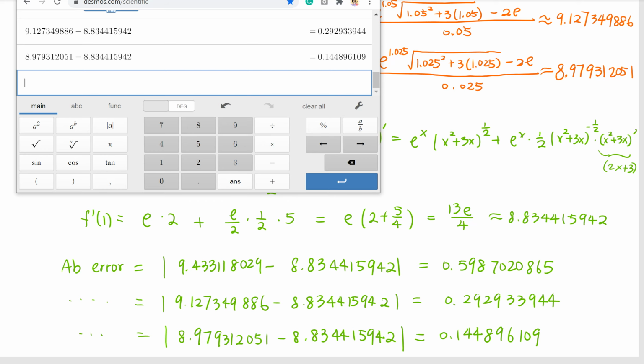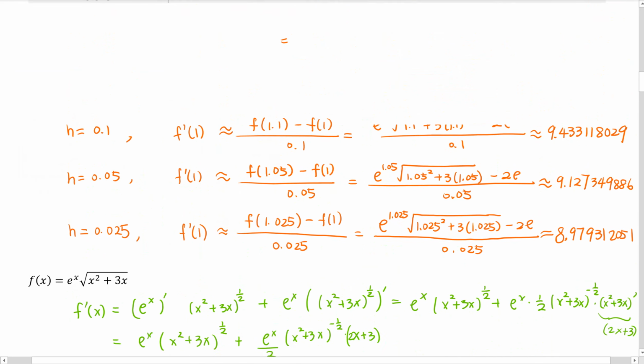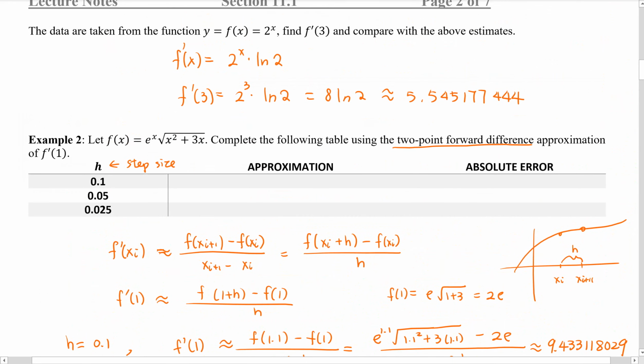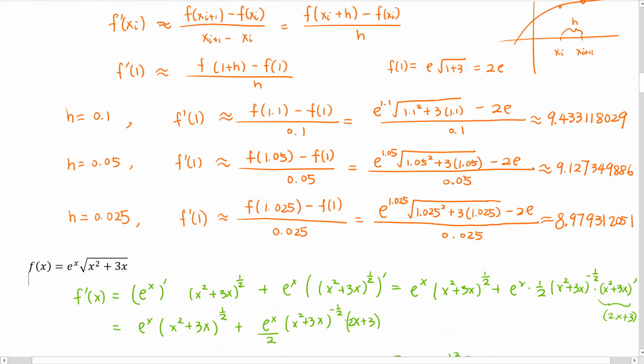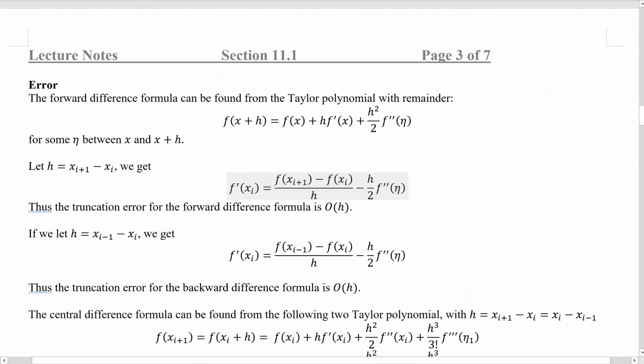Okay. So this is how we approximate the slope at a point. And you can see here we use the 2 points forward difference formula. It will be a good exercise for you to redo this example using the 2 points backward difference formula, or you can also use the 2 points central difference formula. So far, so good, everybody? Okay, so please redo this exercise at home using the 2 point backward difference formula or the 2 point central difference formula.